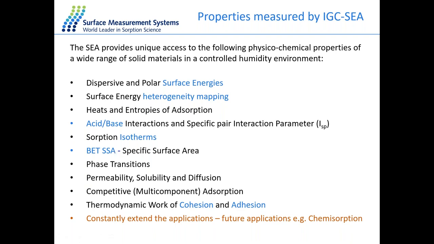And from the adsorption isotherm, we can easily calculate the BET surface area of the material with very good reproducibility, especially for low surface area materials. And if we inject the probe molecules at different concentrations, then we can get the heterogeneity mapping of the surface with different levels of energy sites on the surface. And from the surface energy, we can also calculate the work of cohesion and adhesion, which are two very important parameters in multi-component systems for the affinity between different components in composite systems.